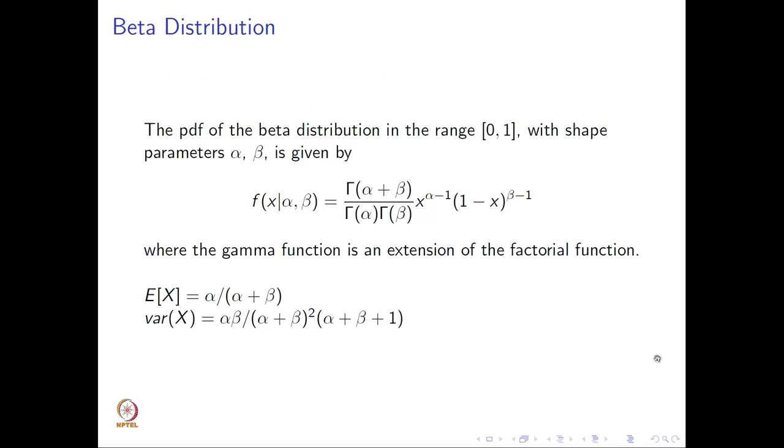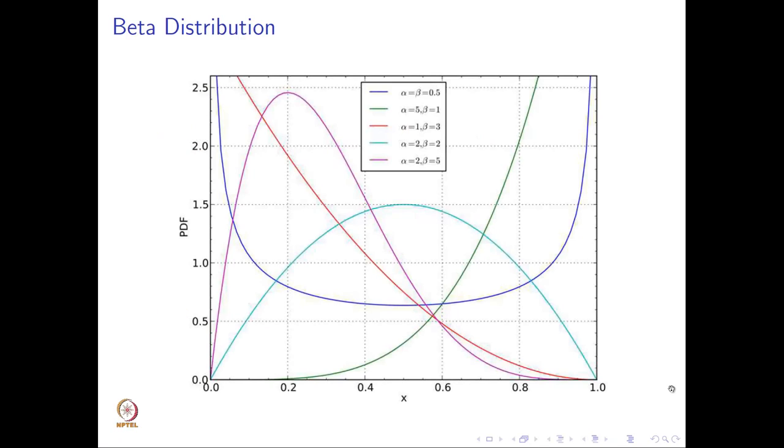The PDF of the beta distribution in the range 0 to 1 with shape parameters alpha and beta is given by the following expression, where the gamma function is an extension of the factorial function. The expectation of a random variable following the beta distribution is given by alpha by alpha plus beta, and the variance is given by alpha beta by (alpha plus beta) whole square into (alpha plus beta plus 1). This diagram illustrates the beta distribution.